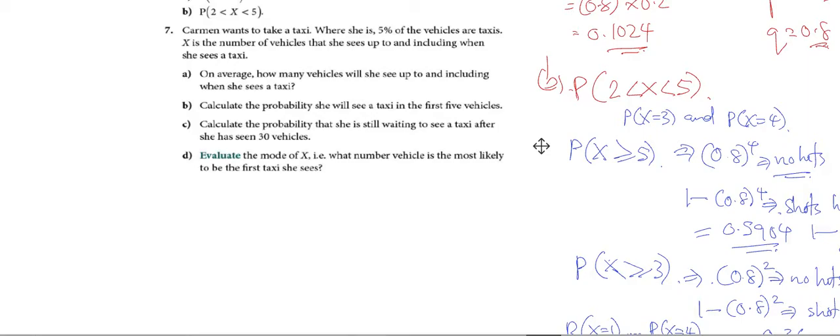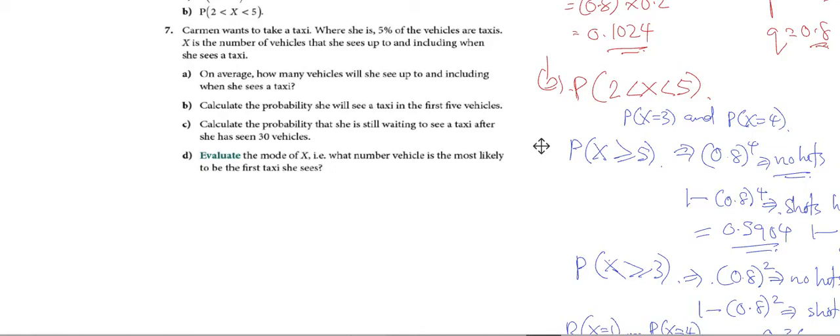Carmen wants to take a taxi. In the place where she resides, only 5% of the vehicles are taxis. X is the number of vehicles that she sees up to and including when she sees a taxi. Let's find this.